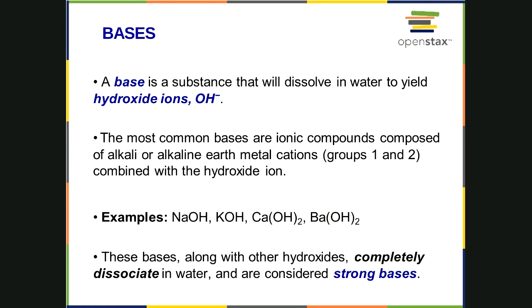We sometimes refer to these as Arrhenius definitions. So in this case, the base is going to be a substance that, when it dissolves in water, is going to produce hydroxide ions. Okay, so examples of bases, obviously they're going to be compounds that have hydroxide ions in them and are soluble in water. So when they dissolve, the OH ion, hydroxide ion, separates from the positive ion and they dissociate in water. And like acids, bases, if they completely dissociate in water, are considered strong bases. If they only partially dissociate, we're going to consider them weak bases.